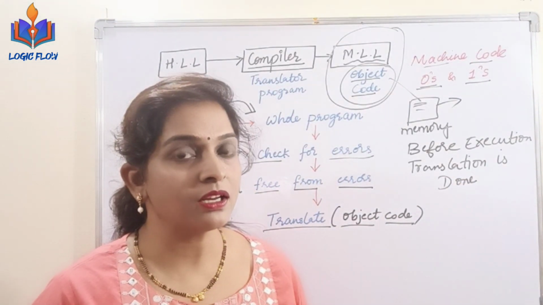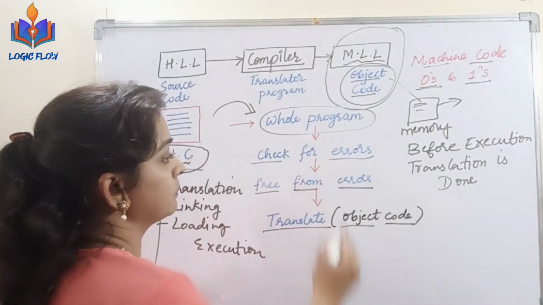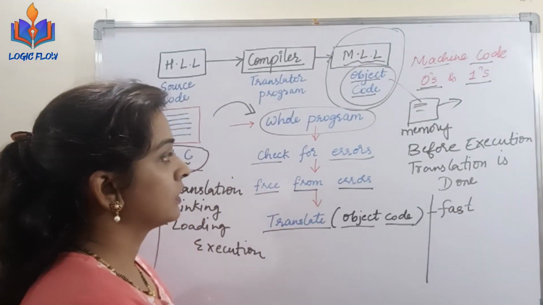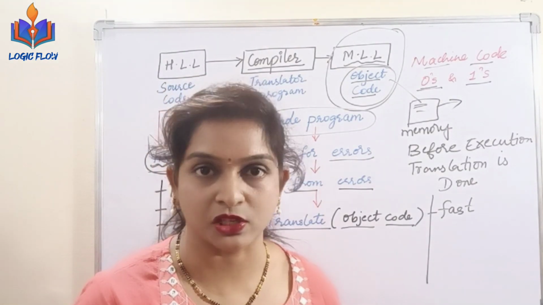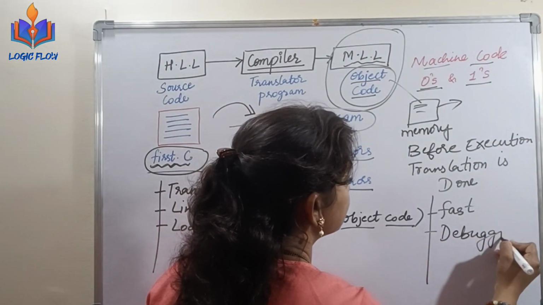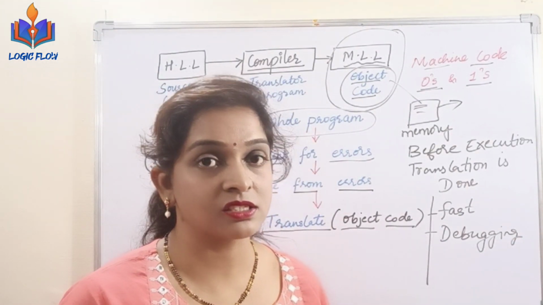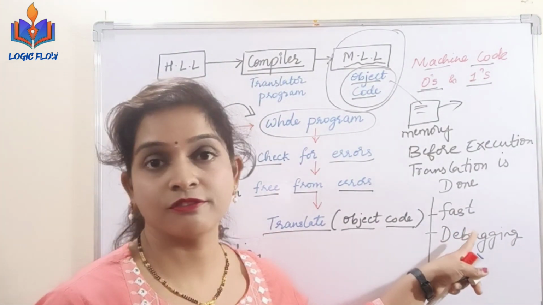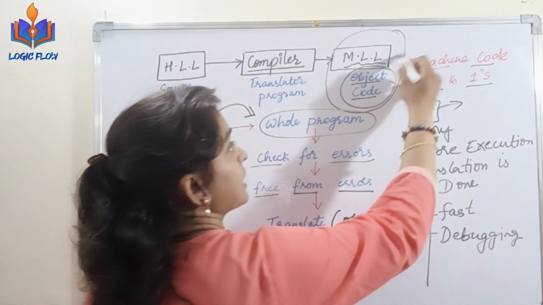So as the compiler does the whole program compilation, the compilation is fast. But once we compile the whole program, we get the errors at one stretch. So debugging is difficult. Bugs means errors. Finding out the errors and resolving them is quite difficult. But compilation is fast.